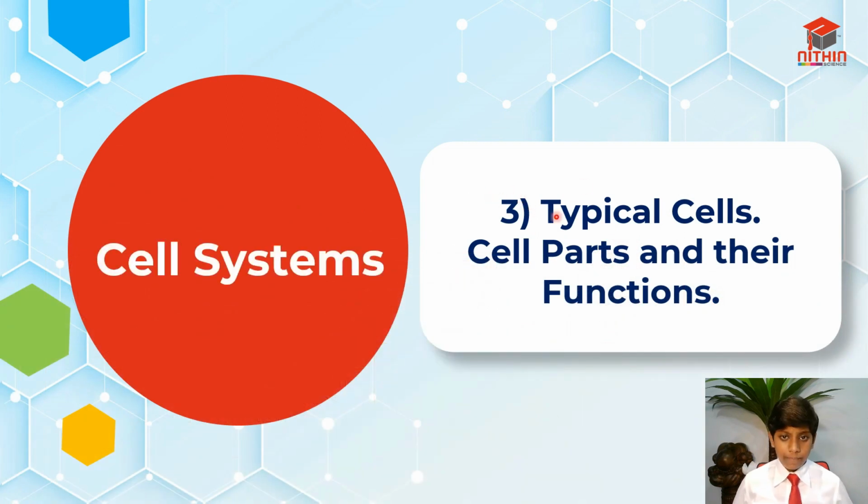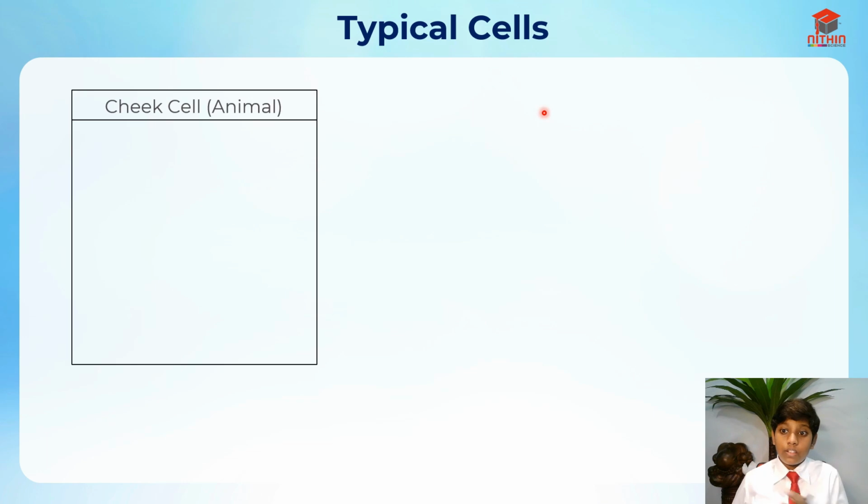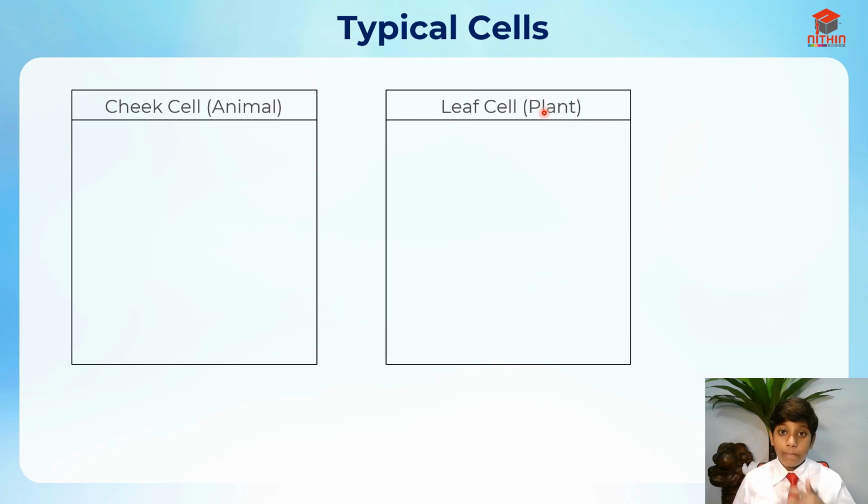Okay, segment 3, typical cells. So I'll be going through typical cells, and those typical cells have cell parts, and I'll be going through their functions as well. In typical cells, there are actually two types of cells. First is the cheek cell from the animal, and then the leaf cell from the plant. The leaf cell actually comes from the leaf, and the cheek cell actually comes from the cheek of us.